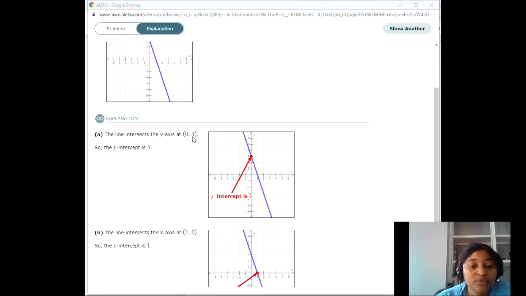So 0 is here, as we've already stated before, and then we'll go up 3 in a positive direction. And so we'll go up 3. Okay, so that's the y-intercept there. So you'll mark that dot.